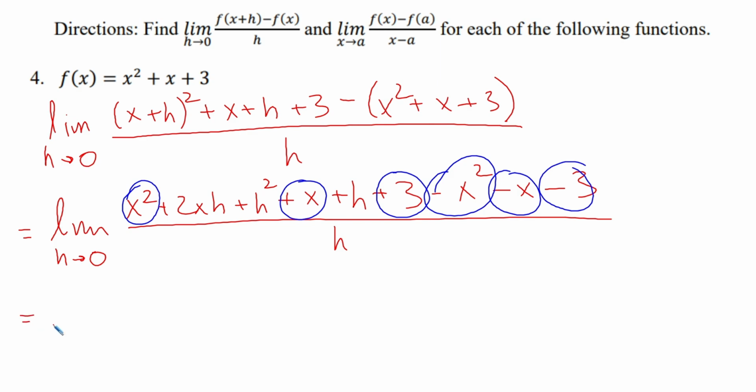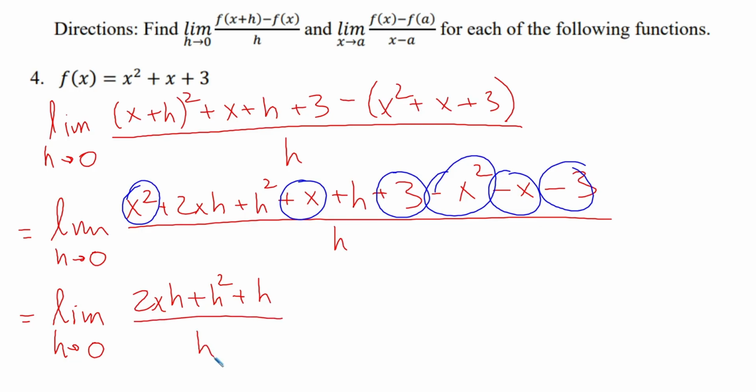Leaving us with just a limit as h approaches 0 of 2xh plus h squared plus h, all divided by h. And of course, they all have an h term in them, so we can divide term by term, giving us 2x, because 2xh divided by h is just 2x, plus h. Don't forget my limit as h approaches 0 in the front here. So h squared divided by h is just h, and then h divided by h here is 1.